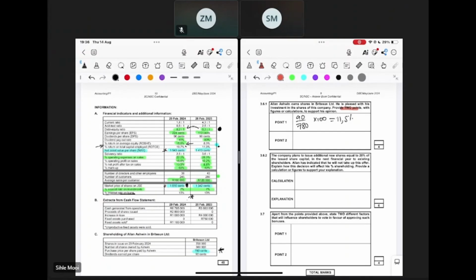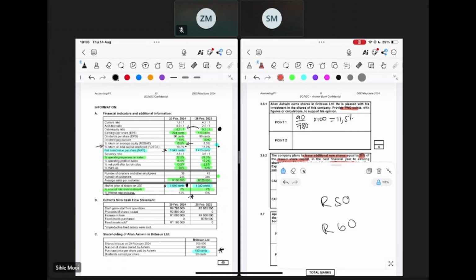Then 3.6.2: the company plans to issue additional new shares equal to 20% of the issued share capital in the next financial year to the existing shareholders. Allen has indicated that he will not take up his offer. Explain how this decision will affect his shareholding, and provide a calculation to support this. So, an additional 20% of the current shares in issue will be issued to the existing shareholders.